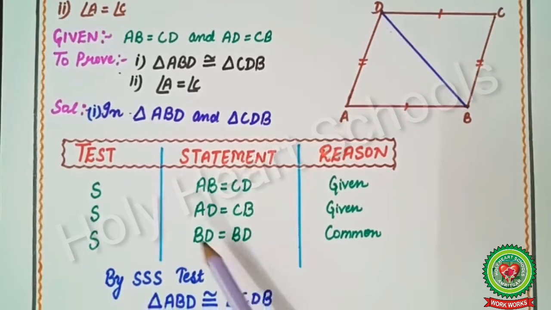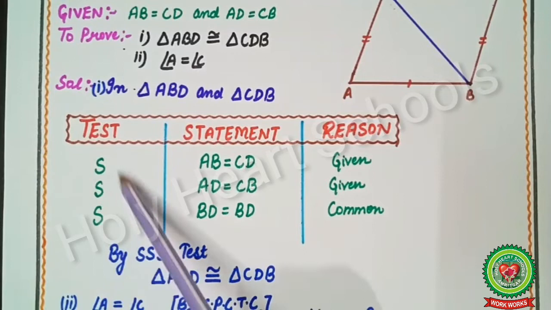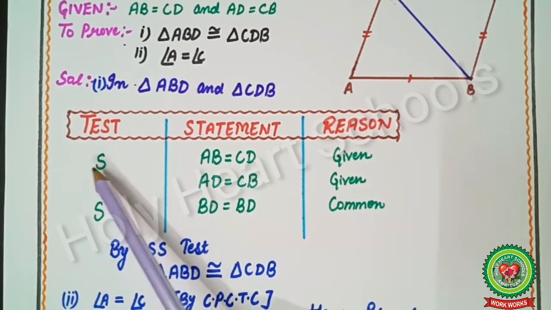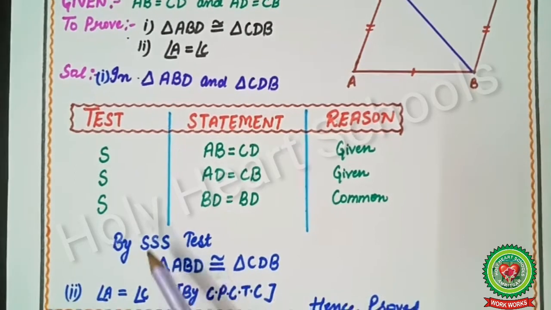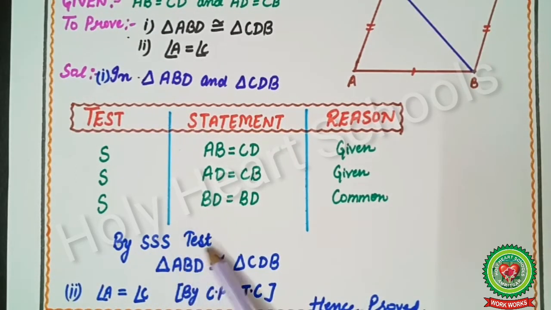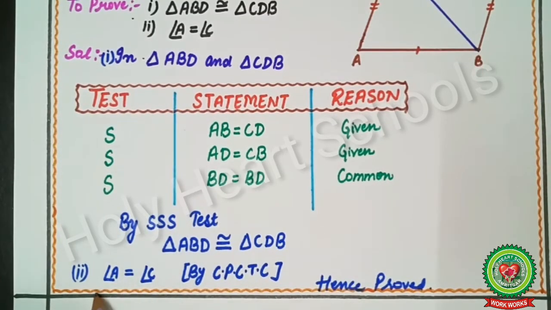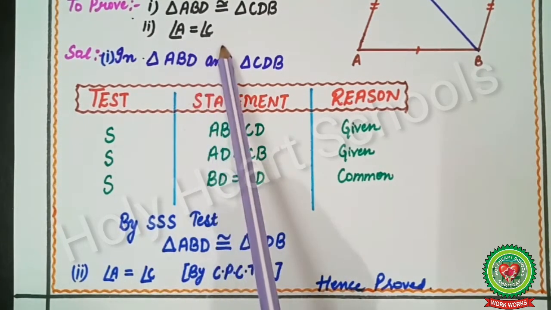Now here we need any three sides or angles. So here we have side, side, side. So by SSS test, we have proved that these two triangles, that is triangle ABD, is congruent to triangle CDB, right? And the second part we have to prove, that is angle A is equal to angle C.